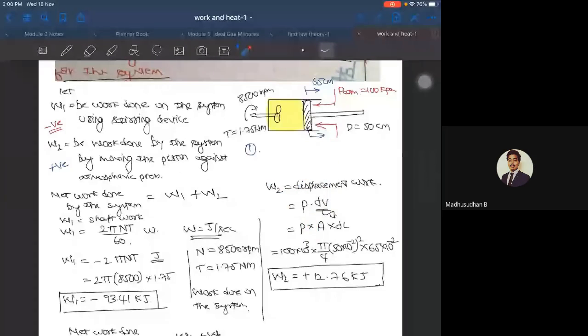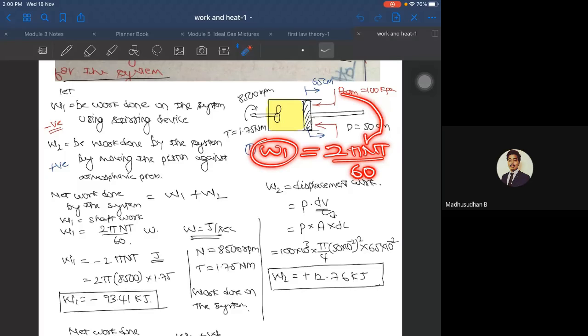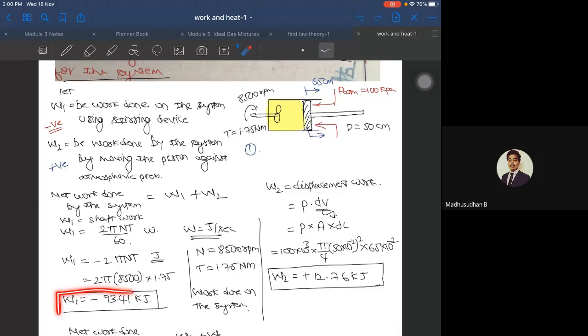Okay. So W1 is nothing but your shaft work, which is given by 2 pi NT by 60. You know the value of speed and the value of torque, which are given here. Substitute and calculate the value of W1. Simple. You'll get the value of W1 as minus 93.41 kilojoules. This is work done on the system. That's why it has to be taken negative. Keep this in mind.